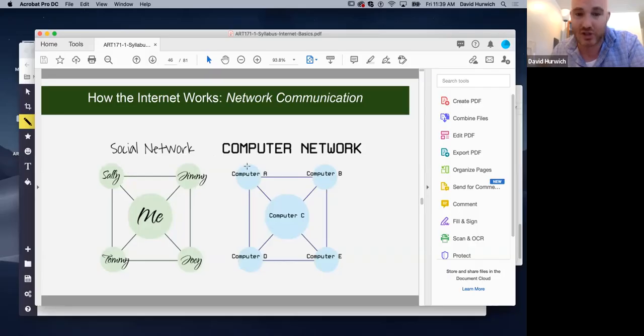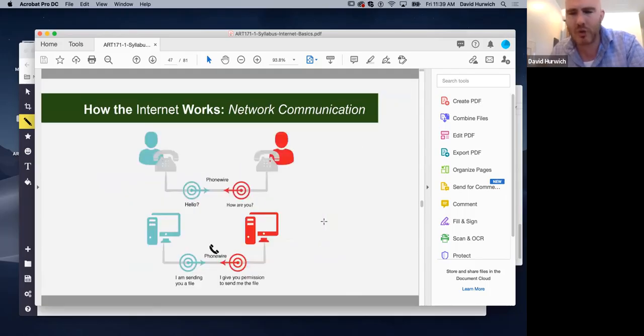So instead of Sally and Jimmy, we've got computer A, computer B, computer C, computer D, computer E. Computer A can talk to computer B, which talks to computer C, which talks to computer D, and so on and so on. All right, so how exactly do they talk?